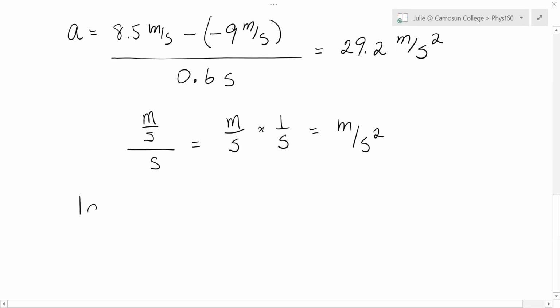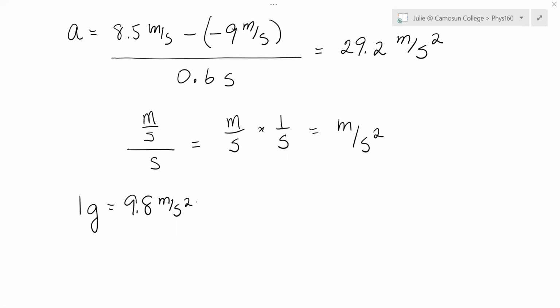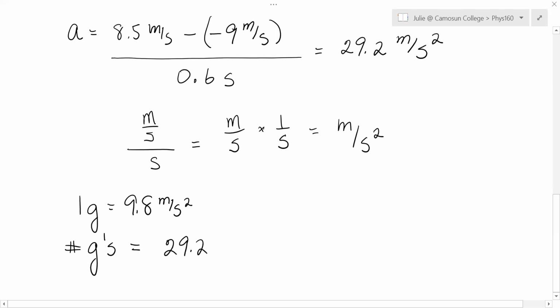Okay, the question also says how many G's. A G, 1 G, is 9.8 meters per second squared. So when you're just standing on the ground, you feel 1 G. If you are suddenly, violently accelerated, to get the number of G's you feel, you take your acceleration and just divide by 9.8. And this is how many G's this tackle would be. It's about 3. It's 2.98 or something. So it's about 3 G's.